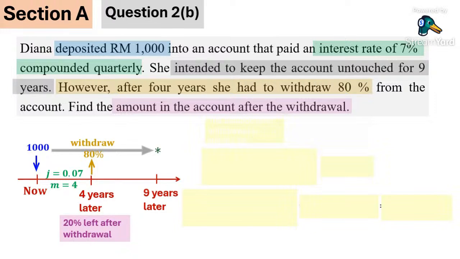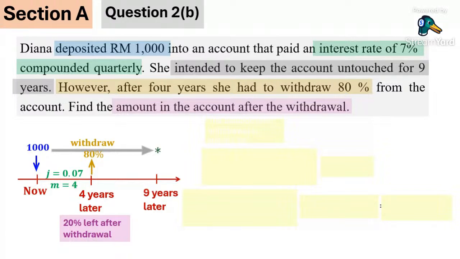So what we want now is that at the end of 4 years, from this accumulated amount, we draw out 80%, and we want to find the remaining amount inside the account, which is the 20% left over after the withdrawal. So our first step, in order to find the 20% left after withdrawal, is to find out how much money is accumulated at the end of the 4 years before the withdrawal. And it's very obvious that this is a case of compound interest, with the word compounded.